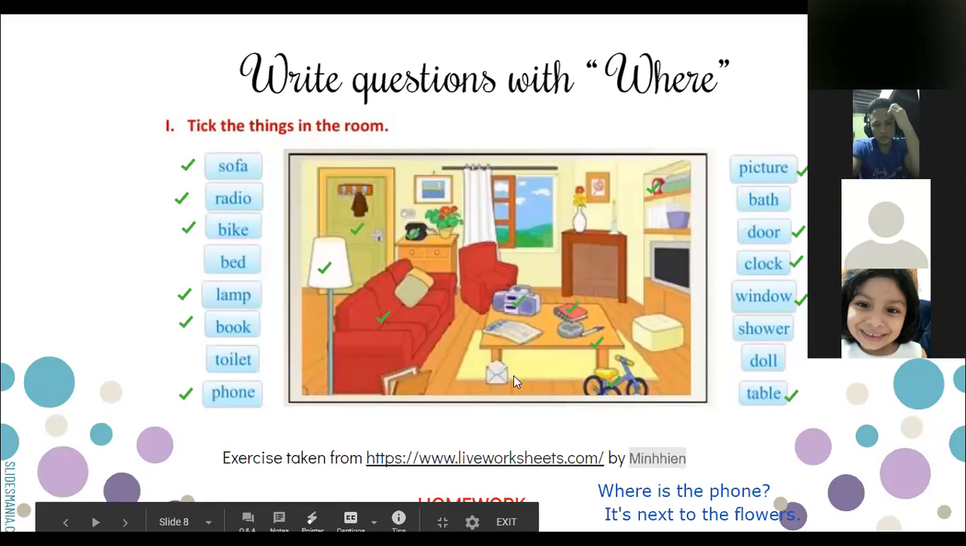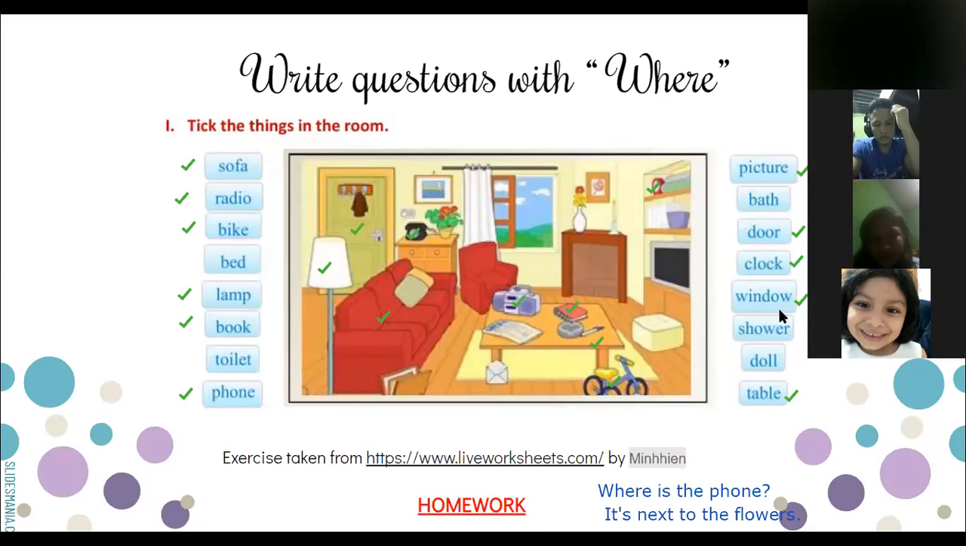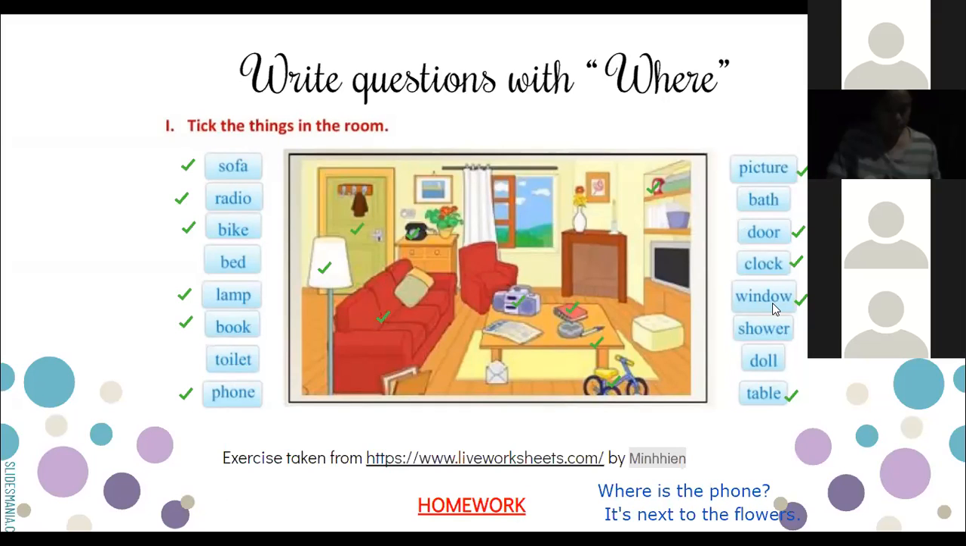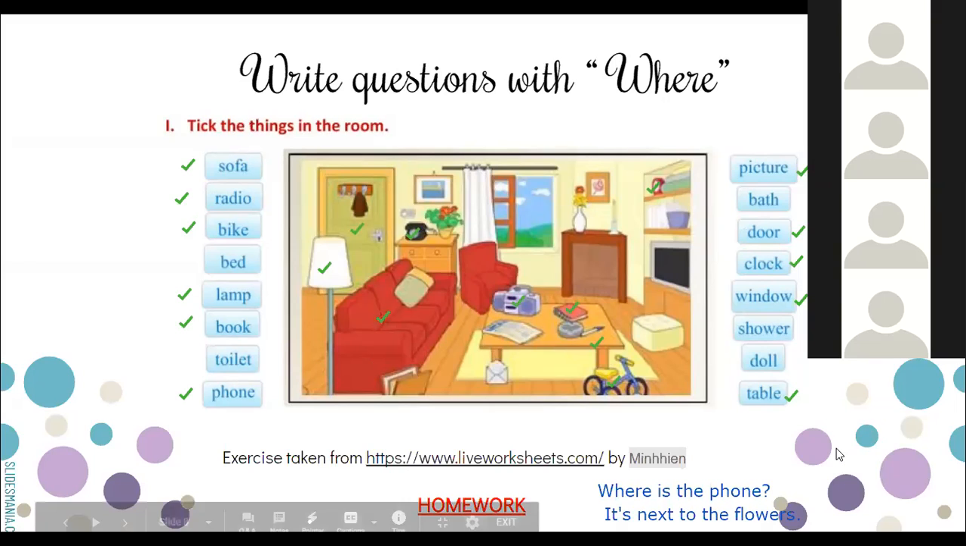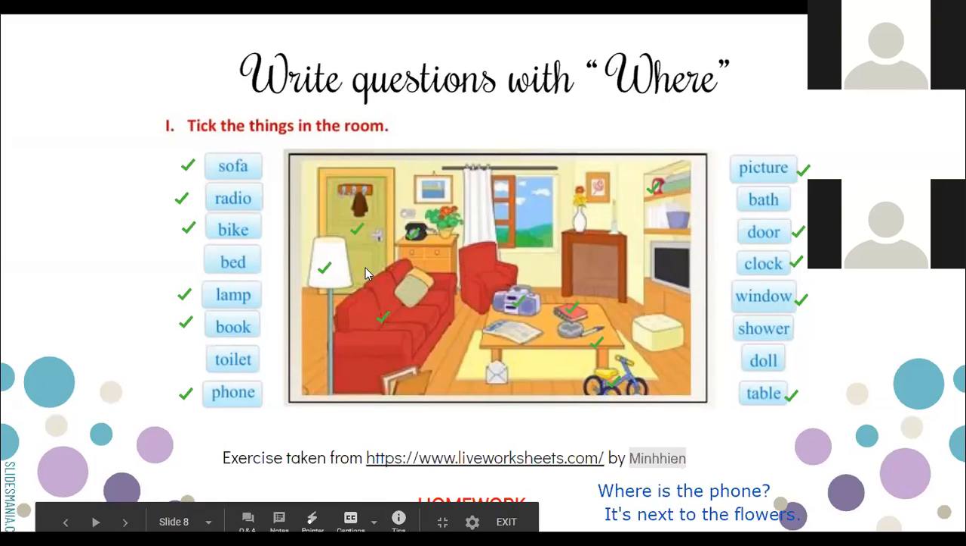Enciende el micrófono. Tiene el micrófono apagado. Sí, no, no oye. Okay. Let me see. Abigail Pineda. Where is the bike? The bike is next to the table. Okay, is it next to the table? No, it's in front of the table. In front of, it's in front of the table. Okay, very good.